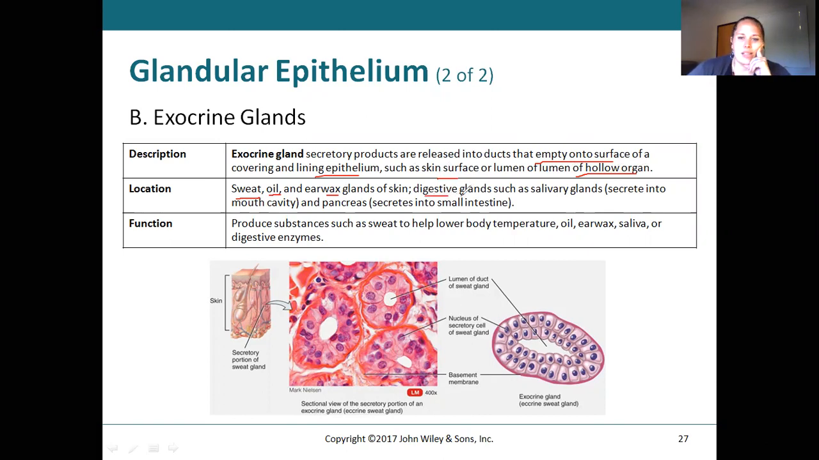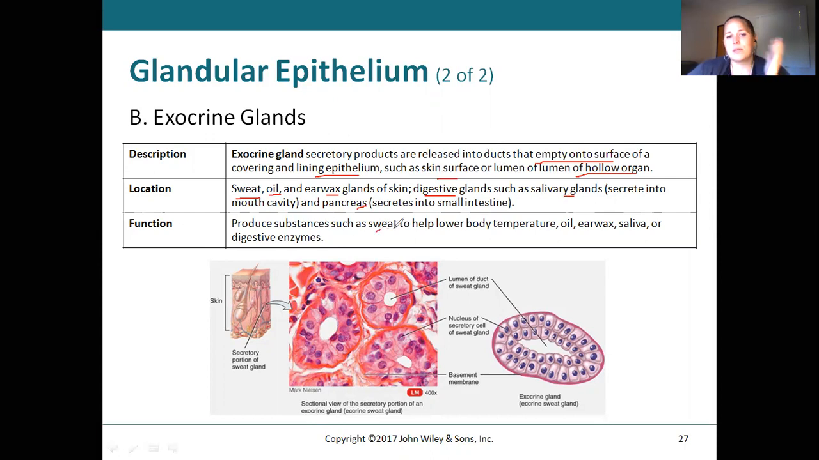And then digestive glands, such as the salivary glands and pancreas. We'll talk about the different shapes of these glands in the coming slides, and how those different shapes can structure function and aid in the release of the different secretions.